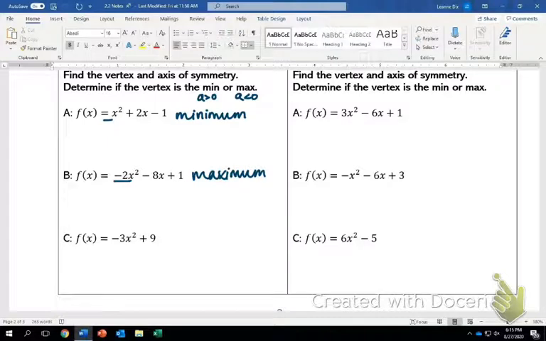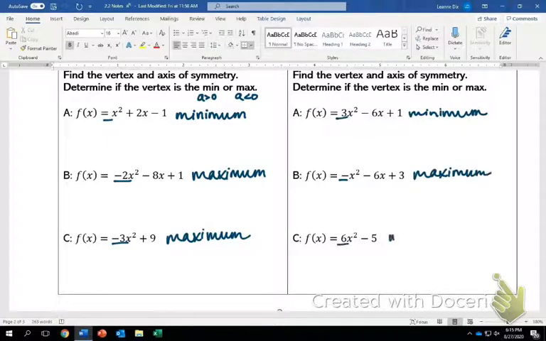All right, part C is negative again, therefore I have a maximum. So again, I'm just going through and I'm only looking at A. I don't really need to look at anything else to determine easily if I am having a maximum or a minimum. So let's do the last 3. It should be pretty quick. Positive 3, that is a minimum. Negative 1 is a maximum, and positive 6 is a minimum.